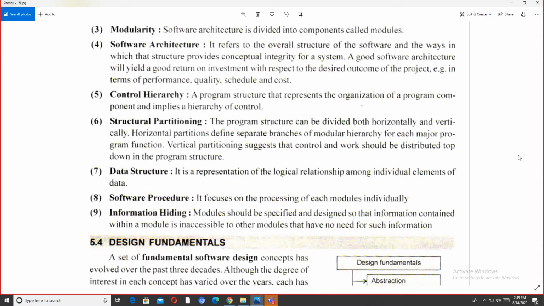Then comes the control hierarchy. What is control hierarchy? A program structure that represents the organization of a program component and implies a hierarchy of control. Whenever we are talking about control systems, there is always a hierarchy. Even in the modules which were created for the software engineering project, there has to be a hierarchy of control, so that it is clear who controls which module, whether a process or a user.